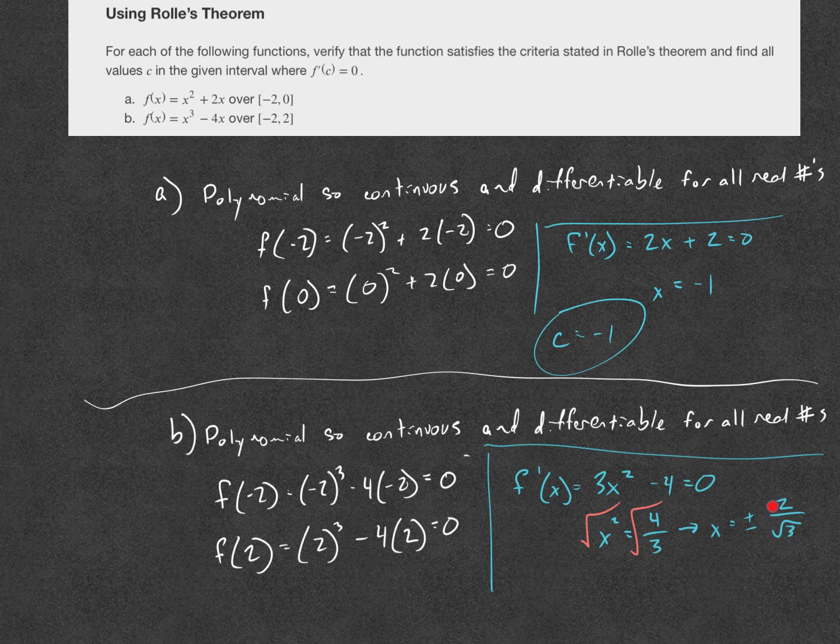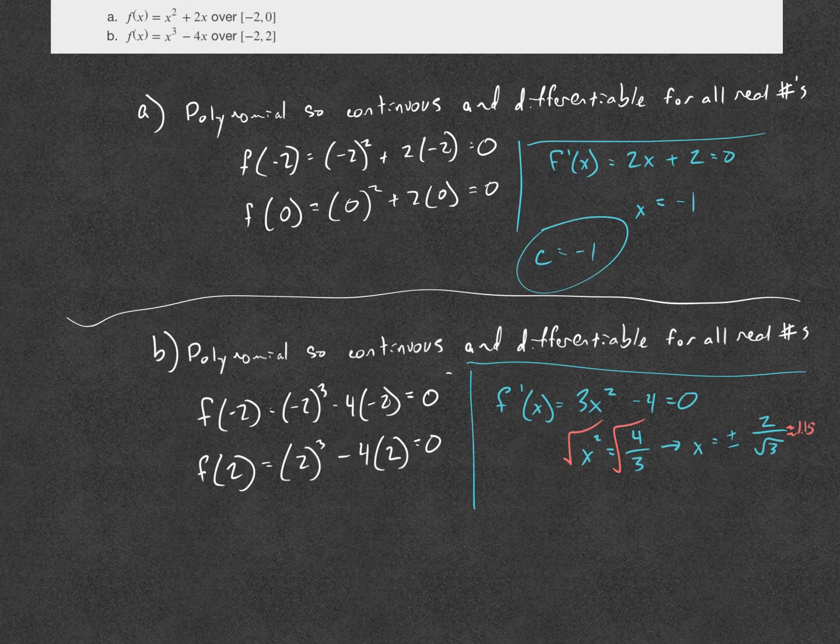Okay, so what is this 2 over the square root of 3 in decimal form? And then do those both fall between, in this case, -2 and +2? So if you check in your calculators, 2 divided by the square root of 3 is approximately 1.15. So positive 1.15 and negative 1.15, those are certainly inside of the interval from -2 to +2. So in part B, our C points are plus and minus 2 over radical 3. Again, you could also write that as 2 times the square root of 3 over 3. But I'm fine with the radical in the denominator. You don't have to worry about rationalizing it.